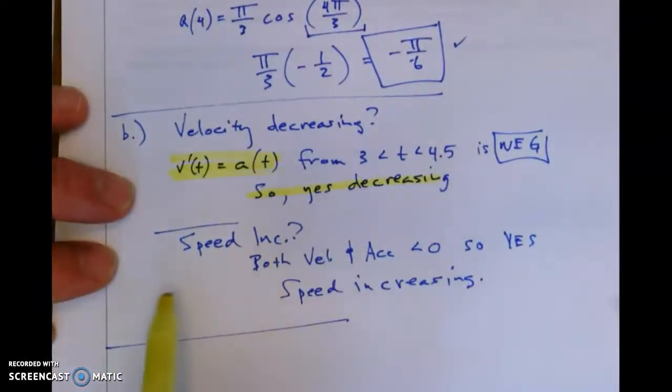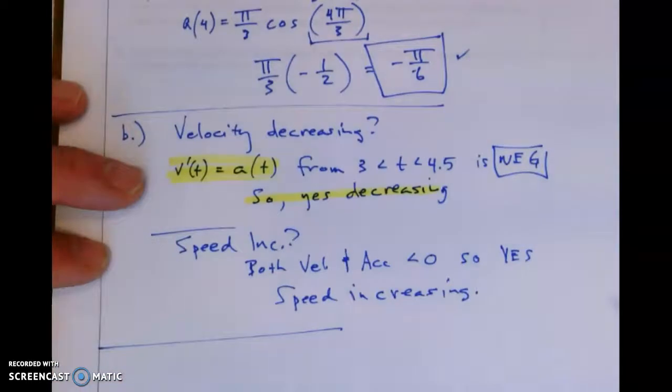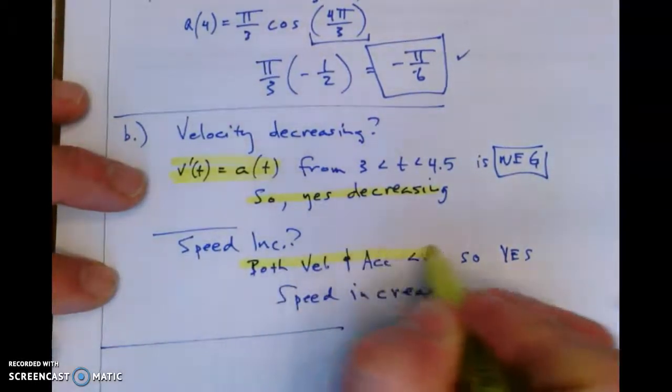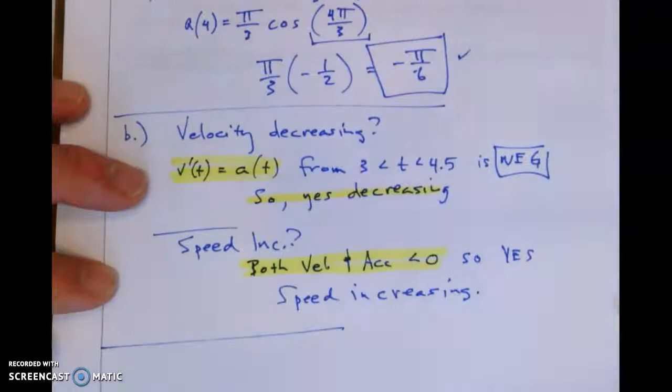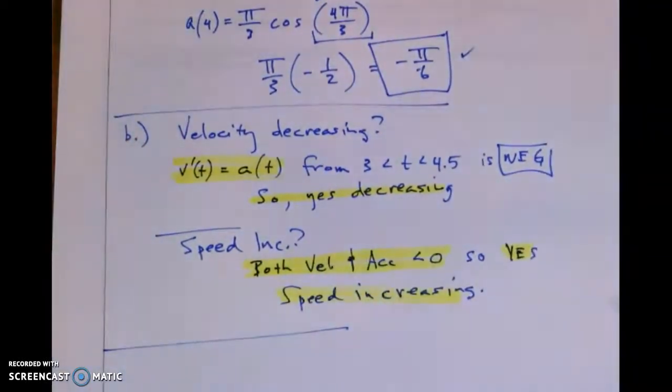Statement 2, for 3 to 4.5, the speed is increasing. Remember, with speed increasing, we're talking about two things. Either the particle is moving away from the x-axis, whether in the negative or the positive direction, or both the velocity and the acceleration are the same sign. In this case, both velocity and acceleration are less than 0. So yes, the speed is increasing.